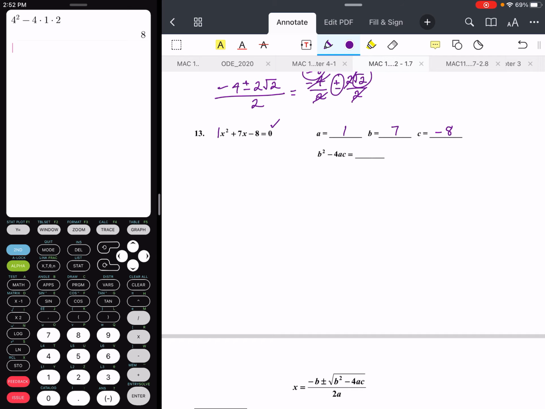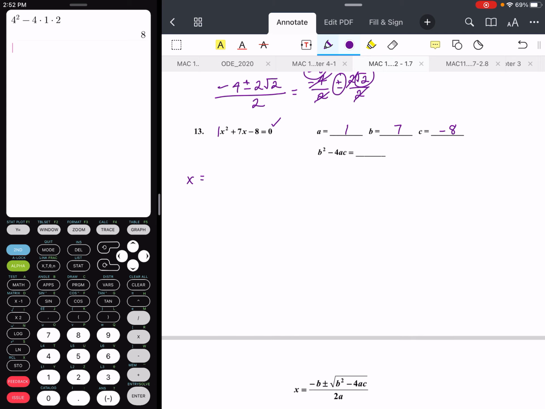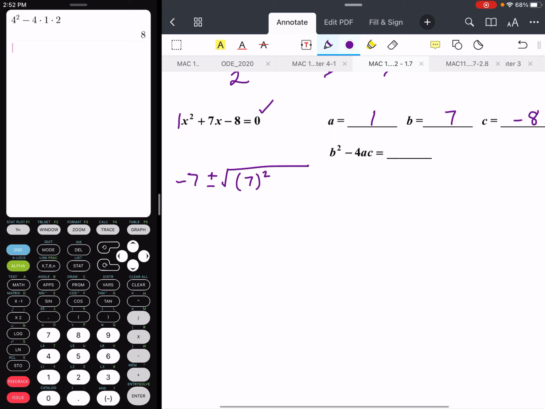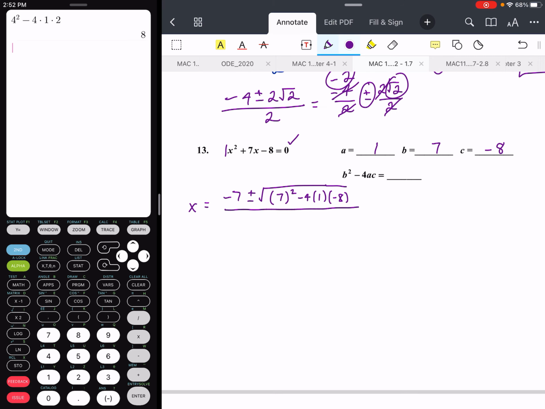All right, so putting this into our quadratic formula, x equals negative b, so negative 7 plus or minus square root of b squared, 7 squared, minus 4 times 1 times negative 8. And this whole thing is over 2 times 1.